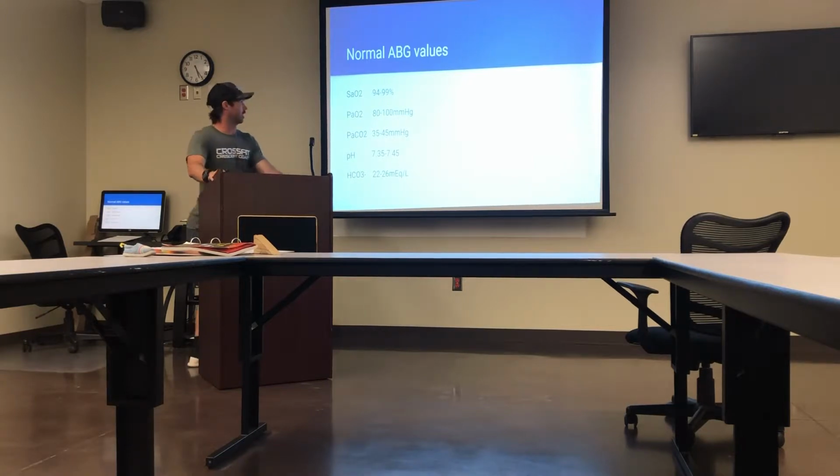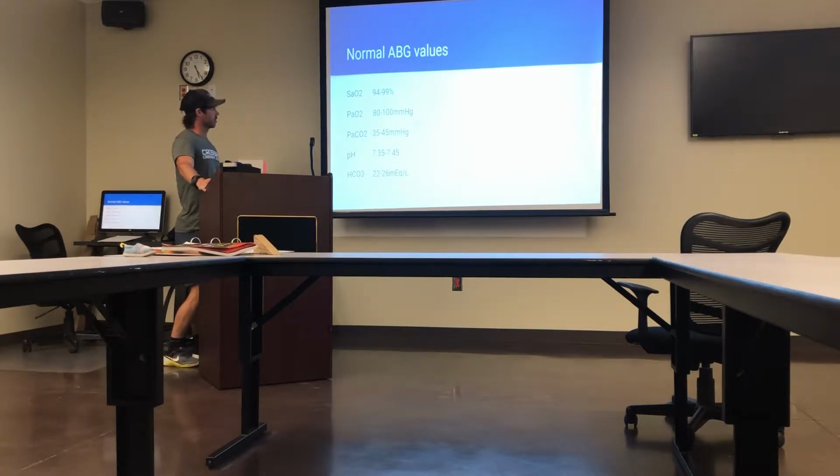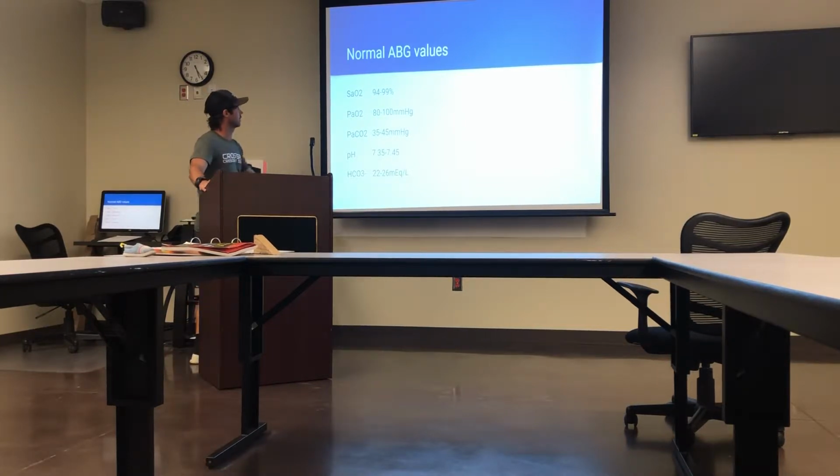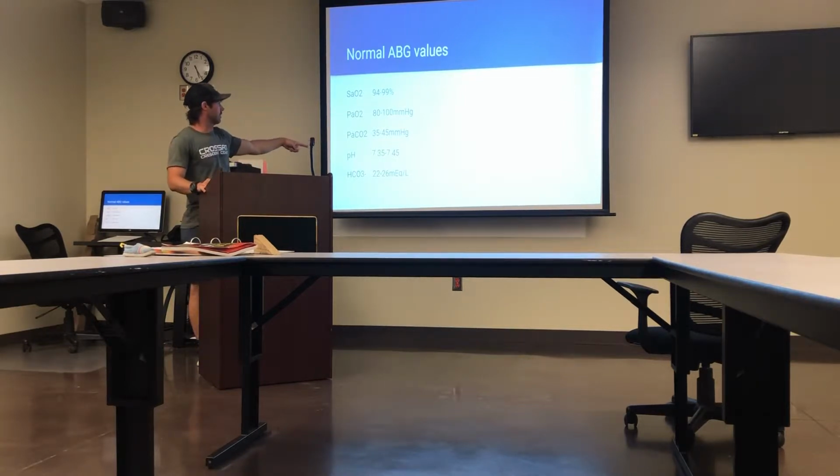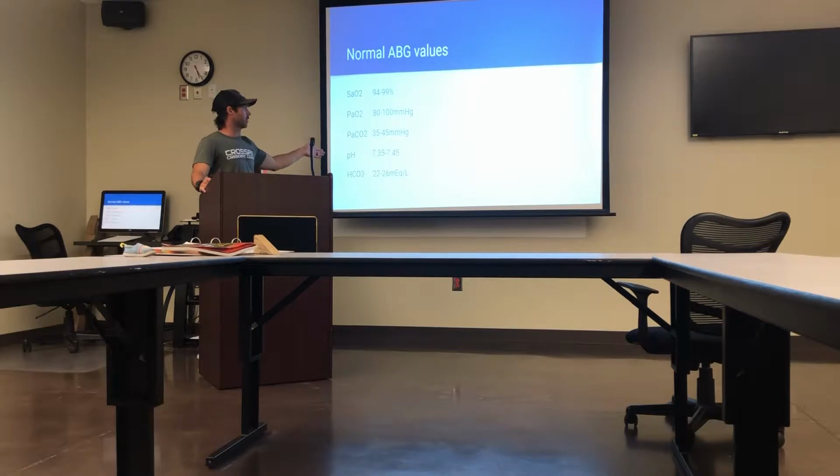So any medics who are in the hospital setting or doing inter-facility transfers need to be familiar with ABGs. That's your normal blood gas readings. Your SaO2, which is your pulse ox, needs to be between 94 and 99%. Your PaO2 needs to be between 80 and 100. That's your oxygen reading in your arteries. PaCO2 is between 35 and 45. You want to maintain a pH between 7.35 and 7.45, and a bicarb between 22 and 26.